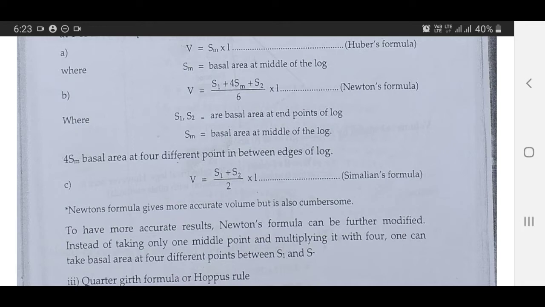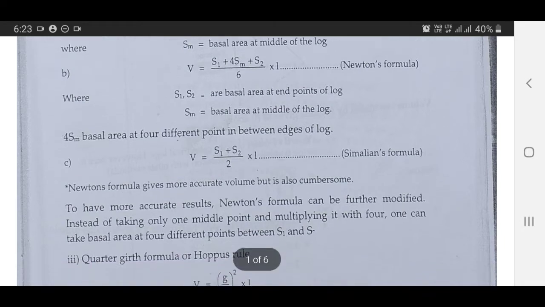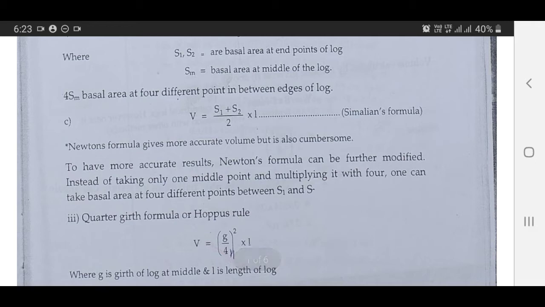Newton's formula gives more accurate volume, but it is also cumbersome and it is difficult to calculate the volume of logs. To have more accurate results, Newton's formula can be further modified. Instead of taking only one middle point and multiplying it with 4, one can take basal area at 4 different points between S1 and S2.